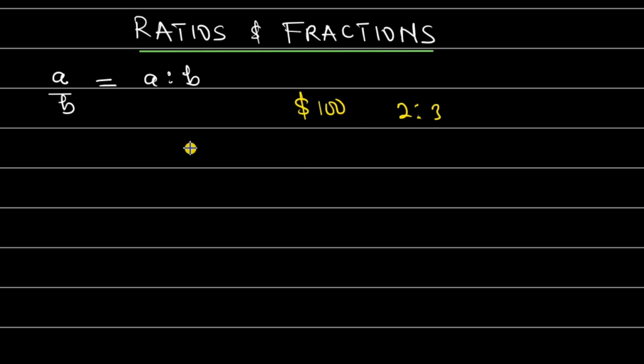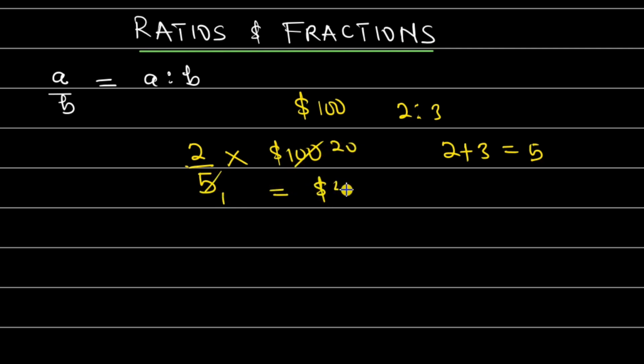So the first share is going to be 2. First of all, you get the total ratio by summing them, which is 2 plus 3, and that gives you 5. So the first share is 2 over the total ratio, multiplied by the amount being shared, which is 100. Of course, 5 into 100 is 20, and so you get $40 as the share of the first person.